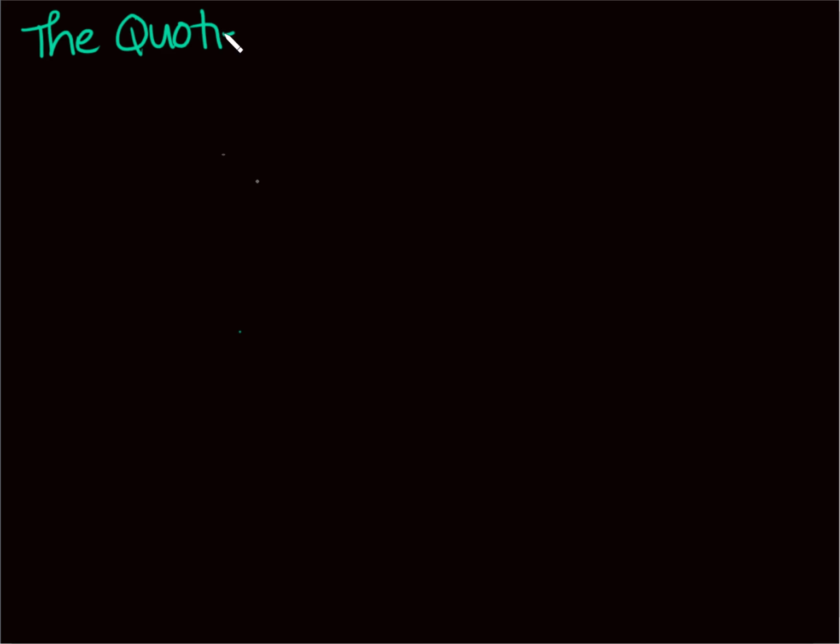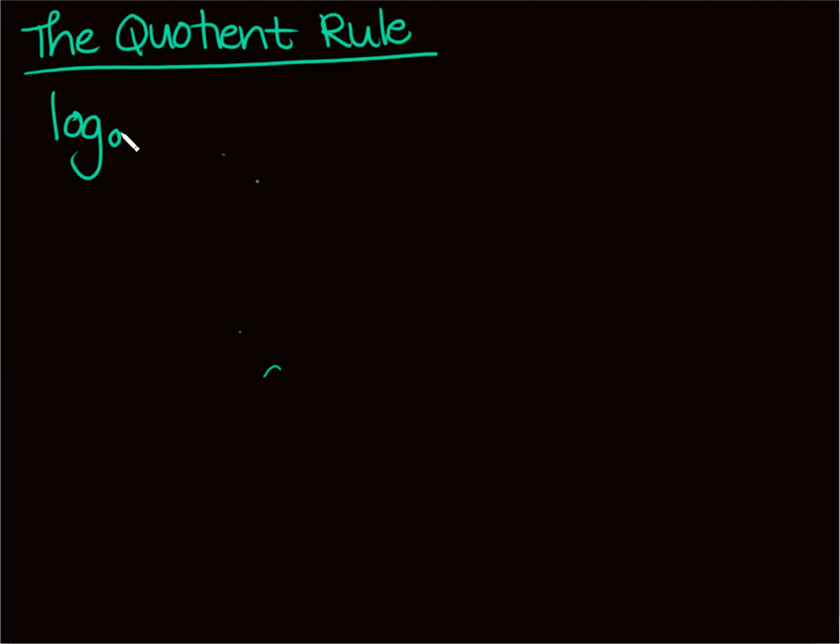This is basically the same thing as the product rule, but instead of multiplying, we're going to be dividing. So again, let m and n be positive numbers and a be any base. Now I'm getting lazy. We're at the point in the lecture where I'm starting to get lazy. Oh, I meant to erase that.